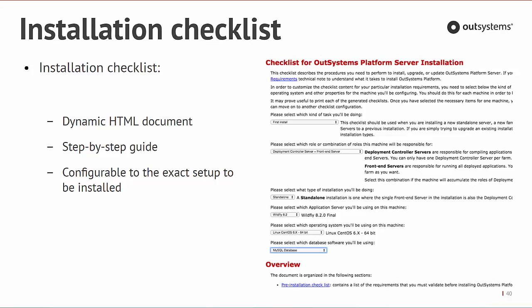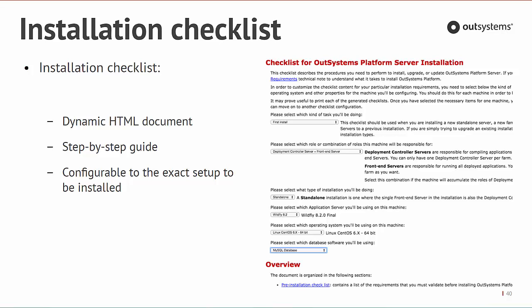Okay. There are several things that can be and that should be configured on the checklist. So what's the task kind? In this case, you'll see there it's first install. It can be either a first install, an upgrade, or a revision patch.